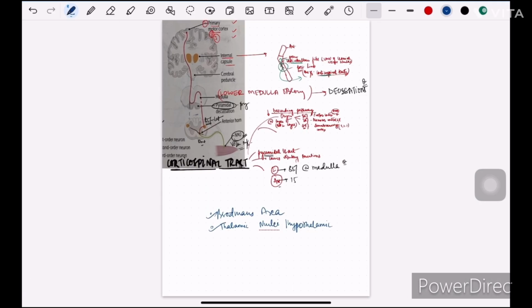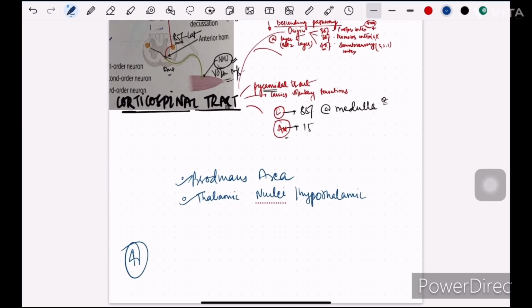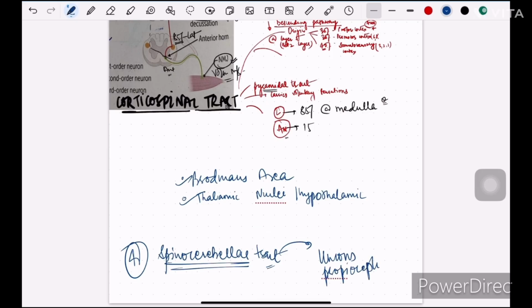And there is also one more tract, number 4, which is your spinocerebellar tract. Not very important, so I haven't covered it here. If it seems important, I'll cover the spinocerebellar tract in another video. Conscious proprioception: just remember one point, and it's not very important.